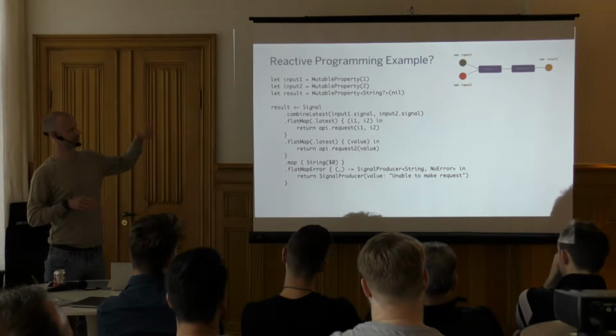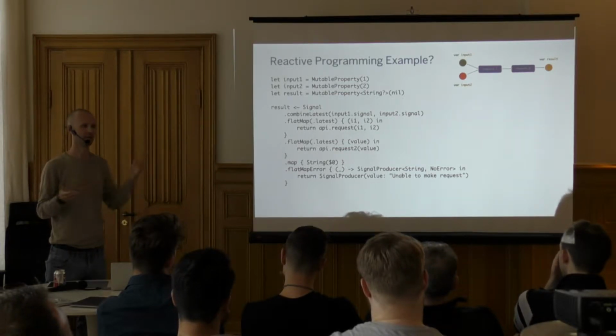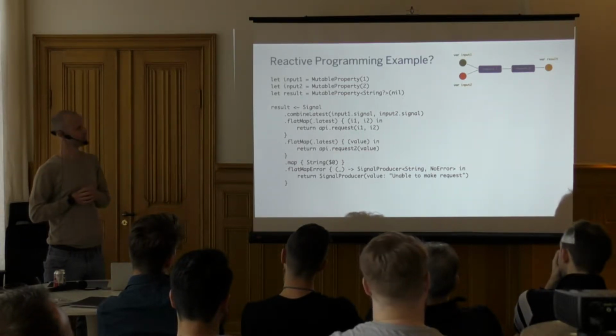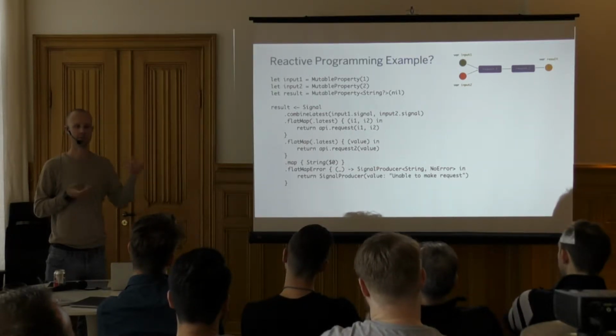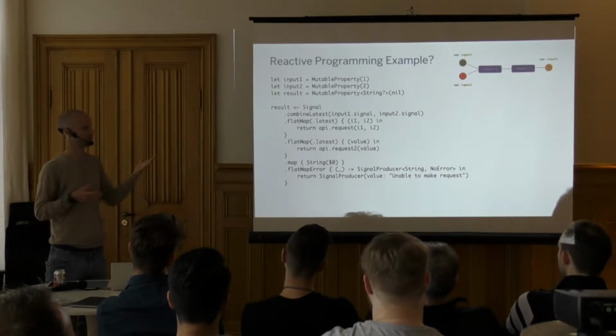So I think this reads pretty nicely from top to bottom. We got rid of the nested blocks and everything. This is a pretty simple example, but imagine if input 1 and input 2 were actually 2 network calls. This code would look exactly the same.